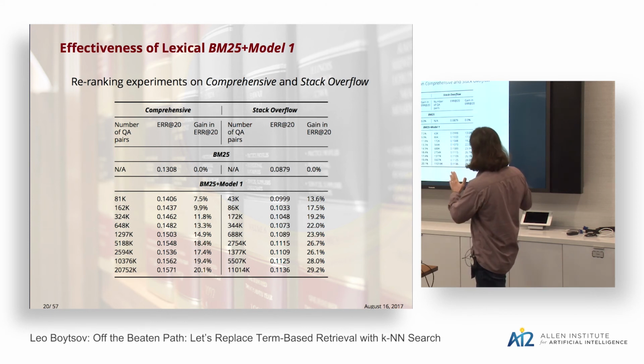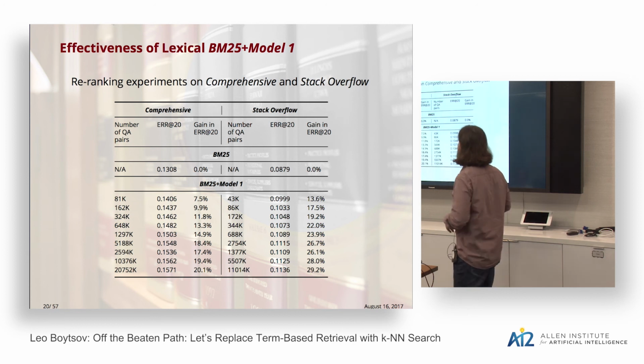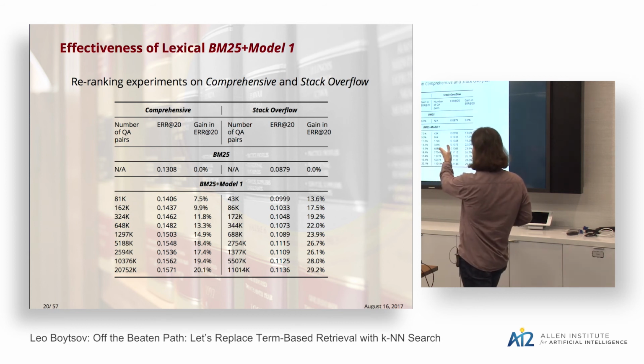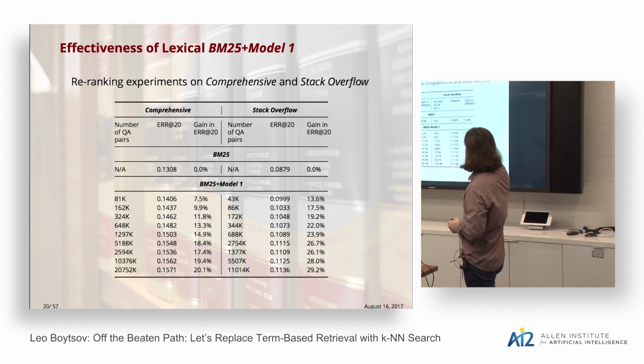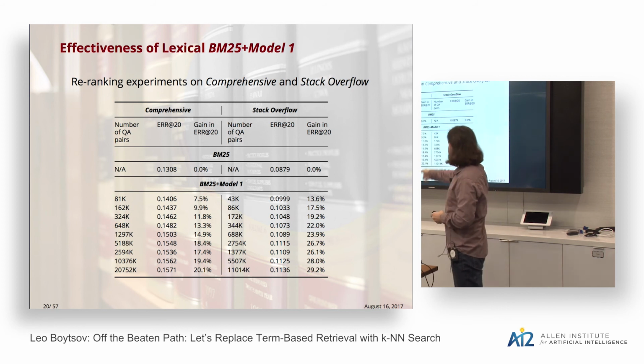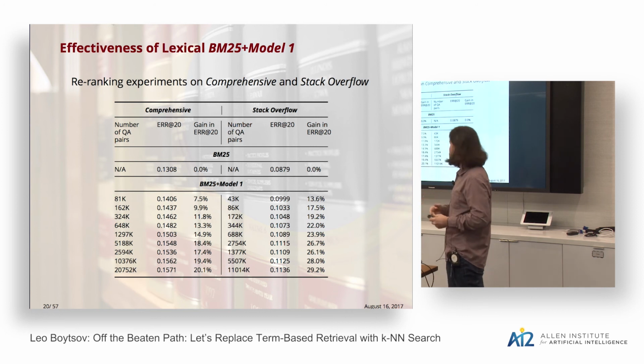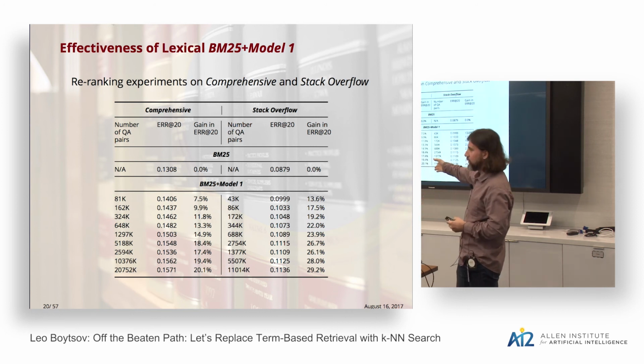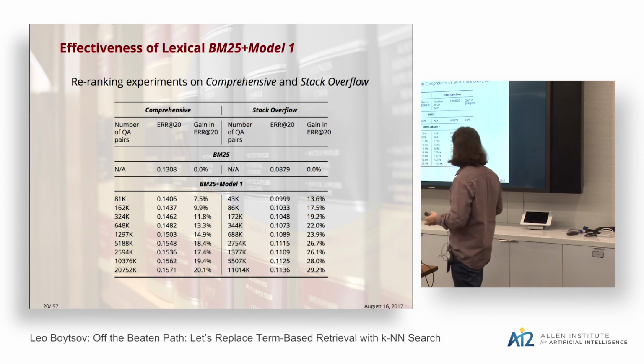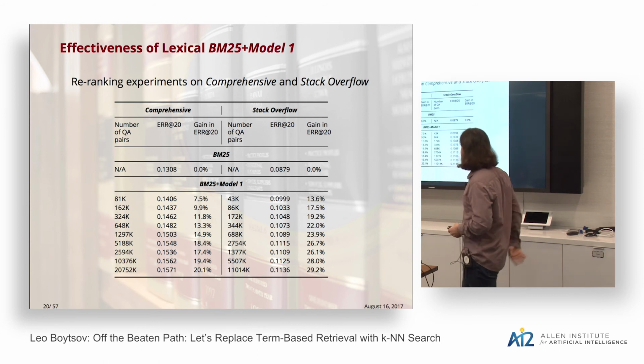So here I have results for Yahoo Answers Comprehensive and Stack Overflow, 2 subtables. The left subtable is for Yahoo Answers Comprehensive. The right subtable is for Stack Overflow. The first column in each subtable is the number of QA pairs used to train Model 1. The second column is effectiveness using the well-known expected reciprocal rank. The third column is the gain over BM25.